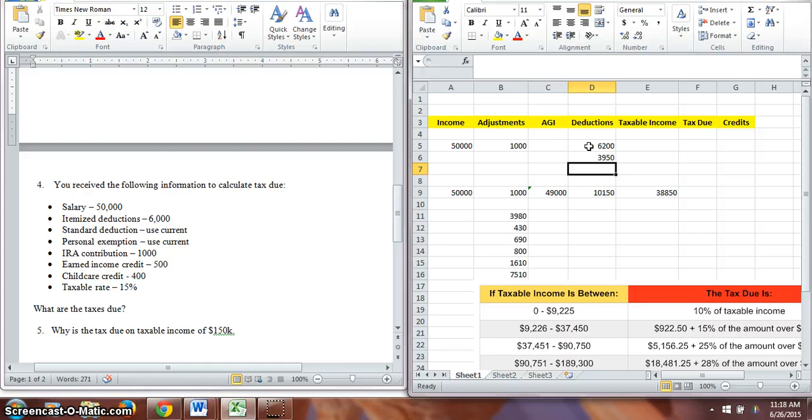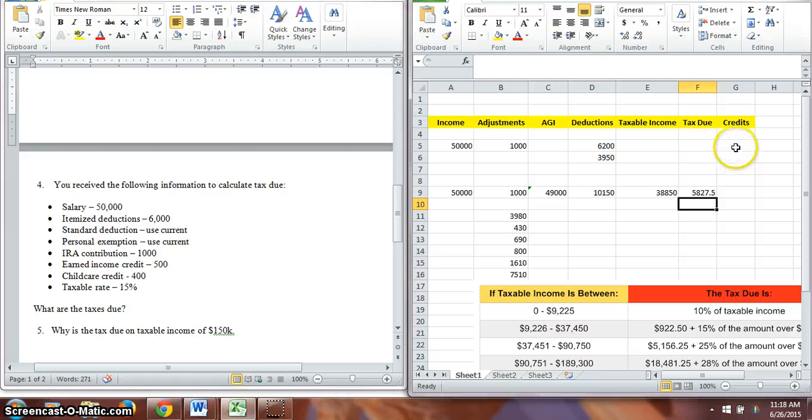So now I've used all of those and my IRA contribution, and I have taxable income of 38,850. In this problem, I gave you the tax rate of 15%, which is 0.15. So over here, I'm going to take 0.15 and multiply it times my taxable income. There's my tax due.